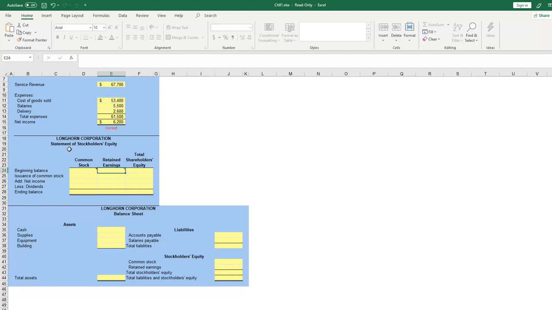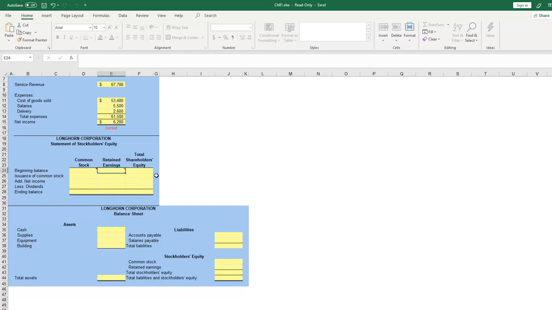Okay, here we come down to our statement of stockholders' equity. Now, this is set up like a grid. We have our words down the left-hand side, and we have the words up here across the top. Now, this can be very confusing as we feel that possibly we need to fill in each of these blanks, and that's not the case.